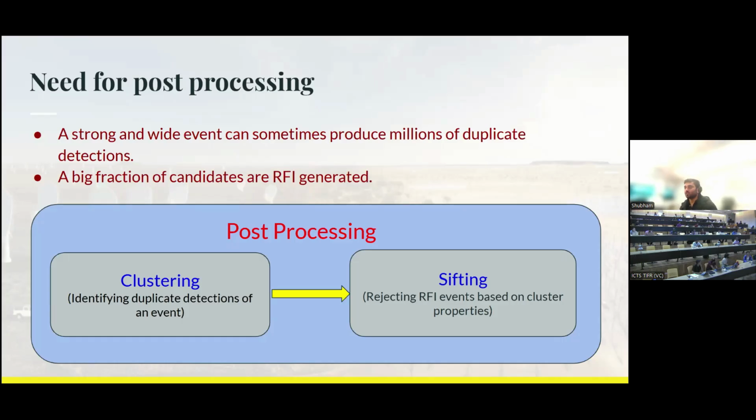Now to handle this, we have this post-processing step, which has two parts. The first part is clustering. In this step, we try to identify the duplicate detections of an event, be it RFI or astrophysical. And then in the sifting part, we try to reject the RFI clusters based on the property of the cluster itself.